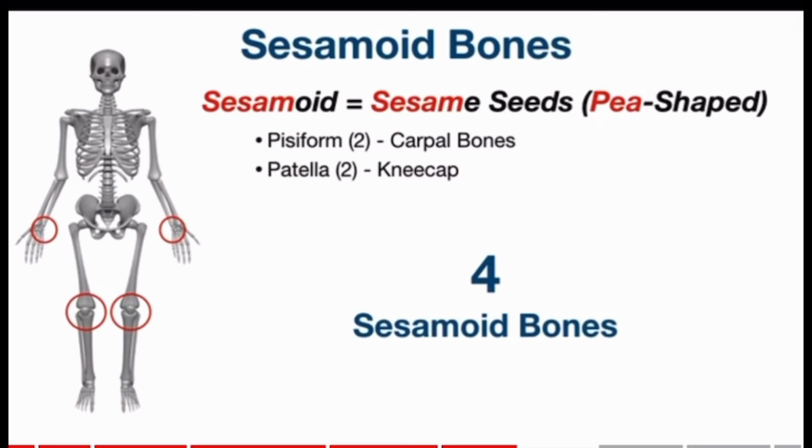Nearly everyone has 2 patella and 2 pisiform bones, which is why they're counted in the 206 bones. But some people can also have additional sesamoid bones in the tendons near the joints of the hands or ankles.